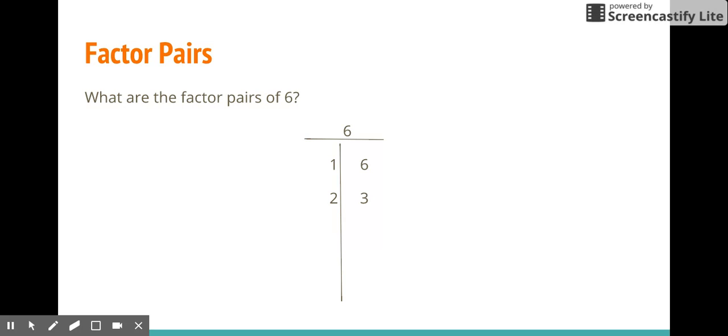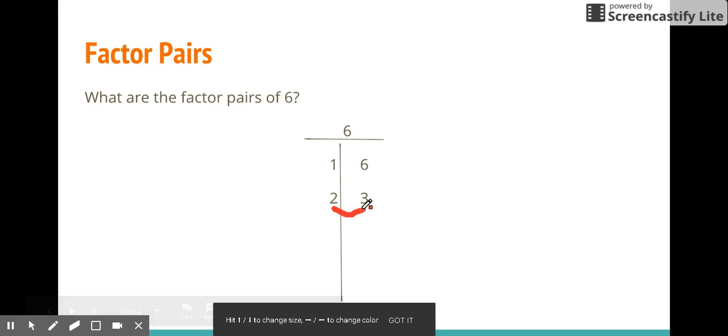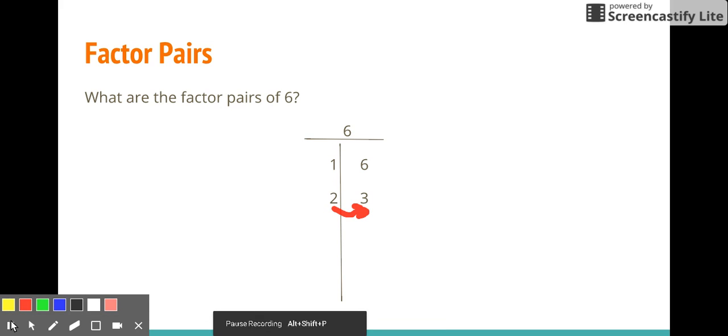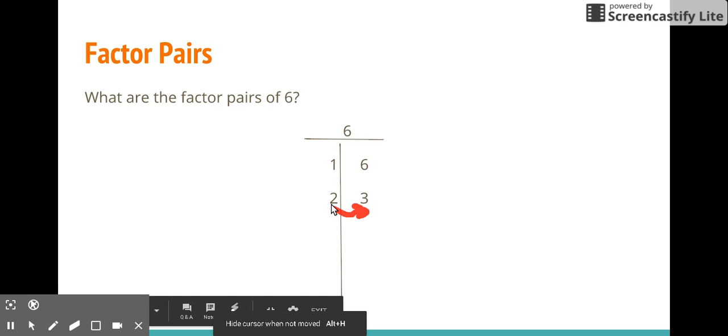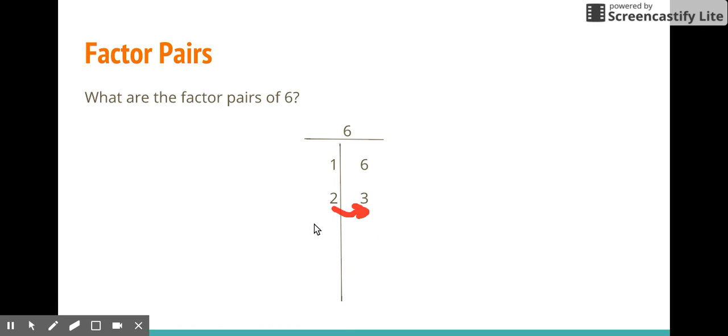I'm actually going to stop here. I don't need to go any further. I have what's called a turnaround fact. I notice that if I look at what's at the bottom of my T-chart, I have a 2 and a 3. When I think about a number line, my number line has 2 followed by 3. I don't have to go any further.